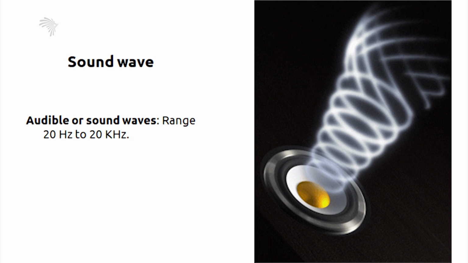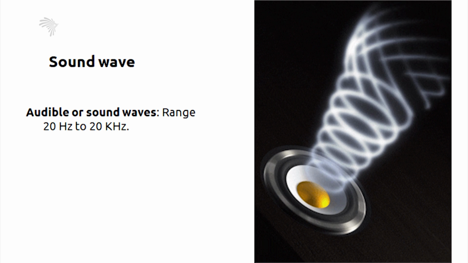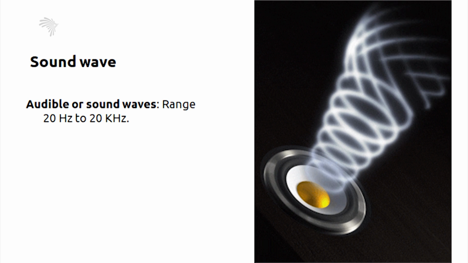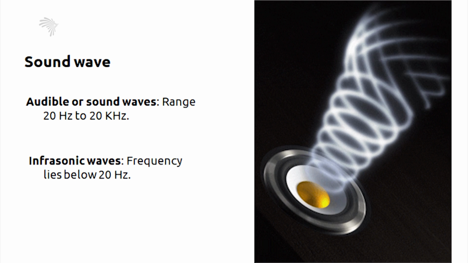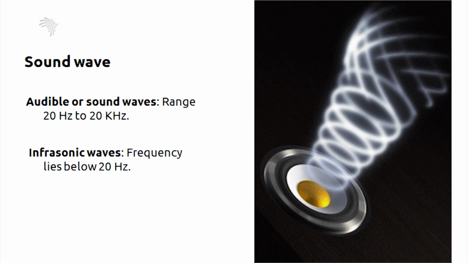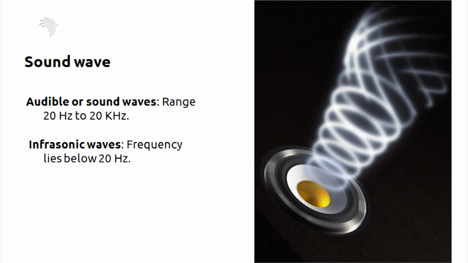According to their frequencies, sound waves can be divided into three categories. Audible sound. Audible sound waves range between 20 Hz and 20 kHz. These are generated by vibrating bodies like vocal cords, a stretched string, or a membrane. Infrasonic waves are waves whose frequency lies below 20 Hz. Examples of such waves are waves produced by earthquakes, oceans, etc.